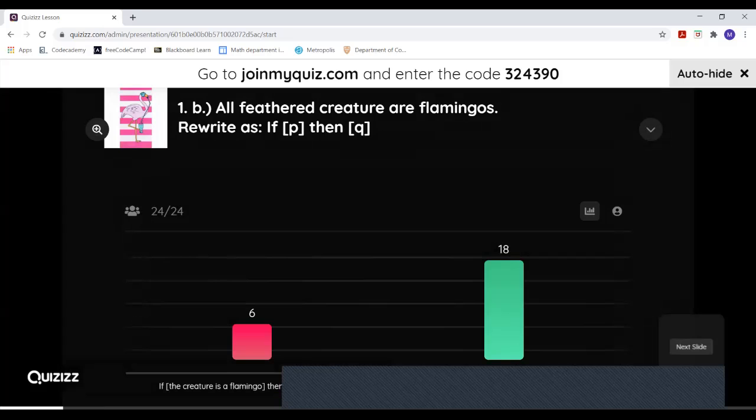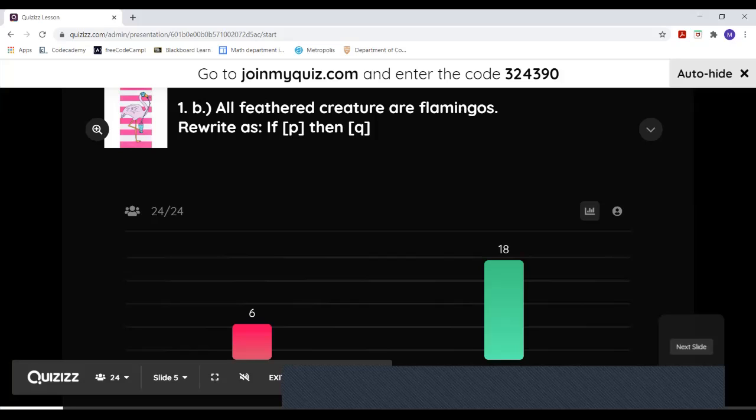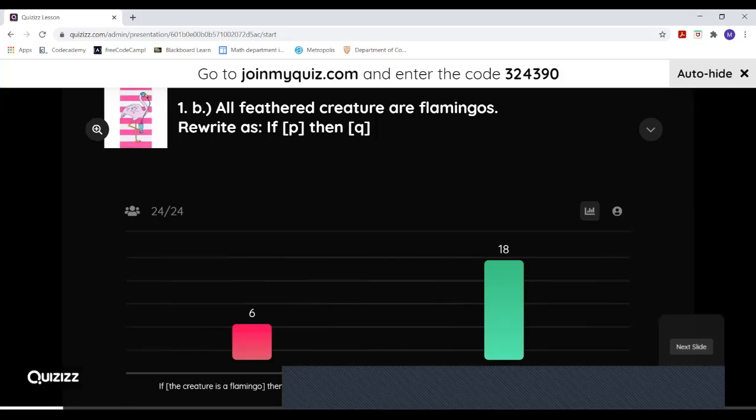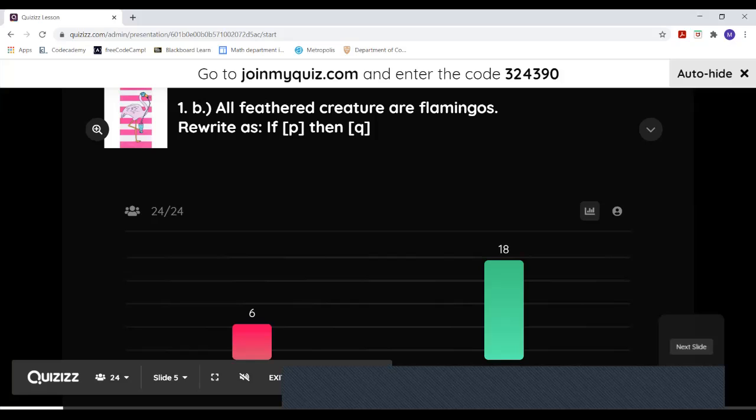Which is not true in reality, and neither is this sentence. So "all feathered creatures are flamingos" isn't true, and neither is "if it has feathers, then it is a flamingo." Those are saying the same thing. Neither one of those is true. This would actually be a true statement, the one on the left.